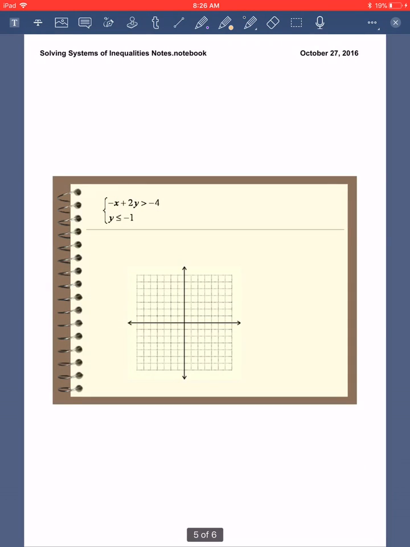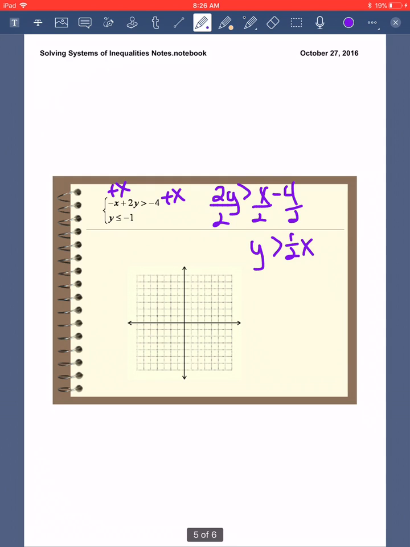For the next one, I have negative x plus 2y is greater than negative 4, and y is less than or equal to negative 1. To graph the first equation, I'm going to add x to each side. So I have 2y is greater than x minus 4. I divide by 2, so my first equation I'm graphing is y is greater than 1/2 x minus 2. So I start at negative 2. I'm going to go up 1, right 2, up 1, right 2, up 1, right 2. I can also go down 1, left 2.